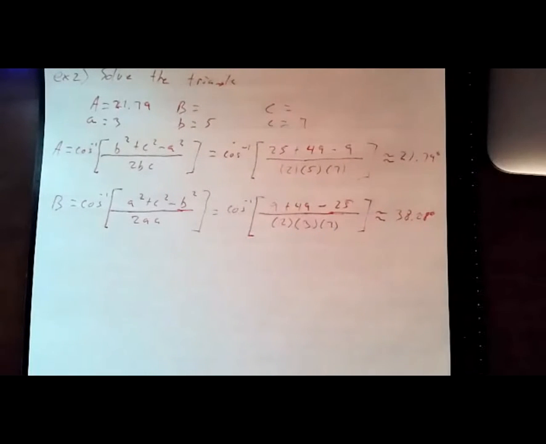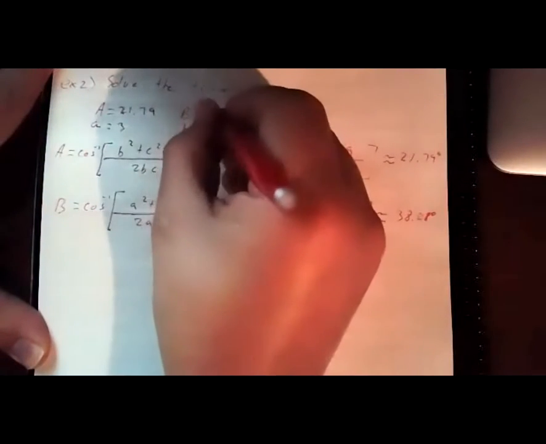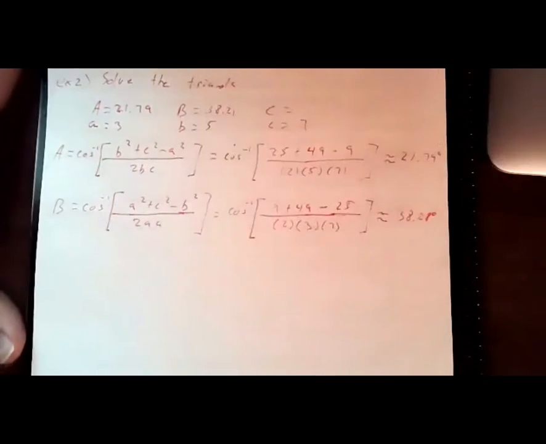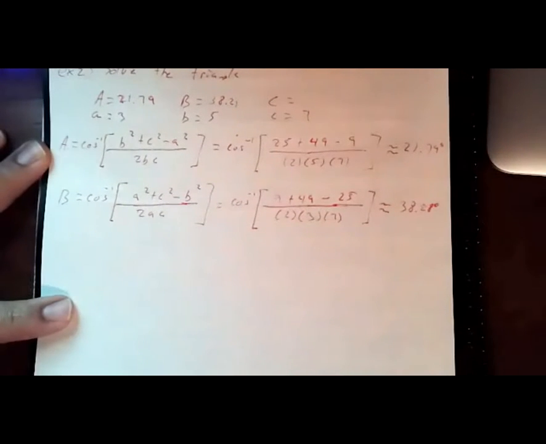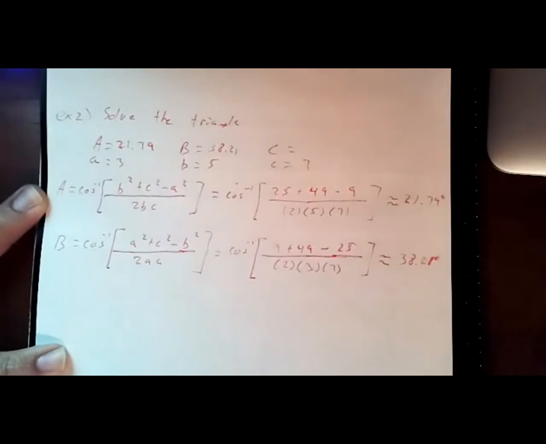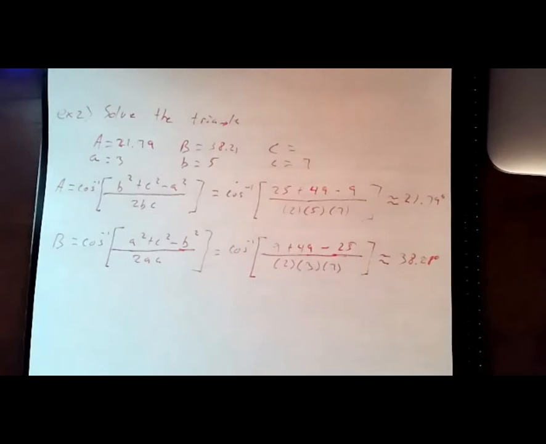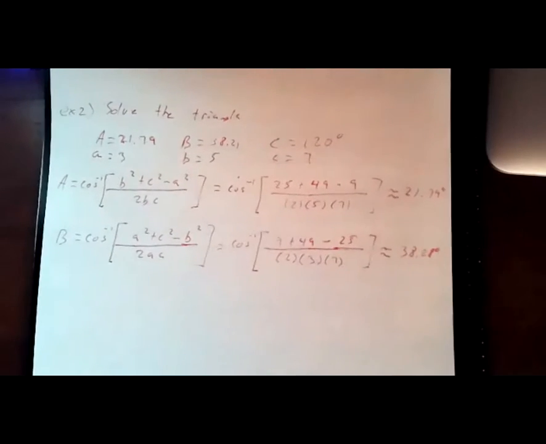All right, so now that we have B, we can find C with the 180 idea. So what is C? 120. Yeah. Nice. So we have all our angles and we're given all 3 sides. Any questions on any of the steps?